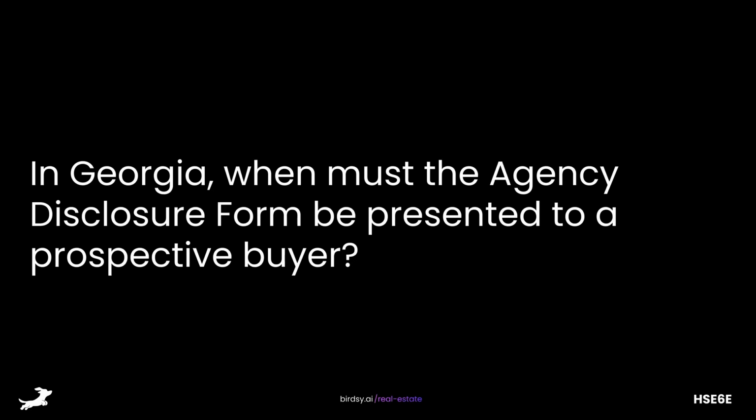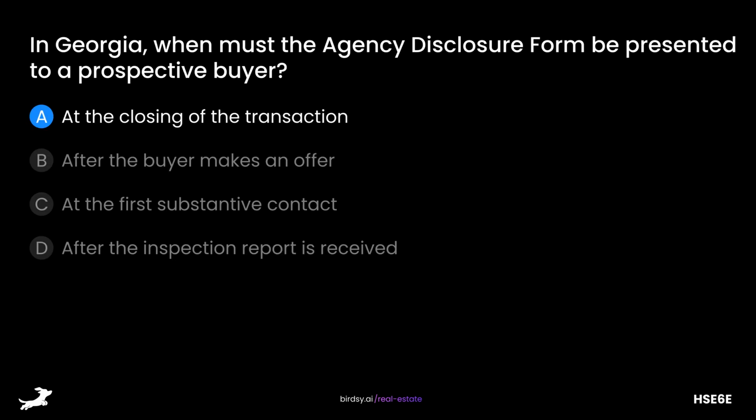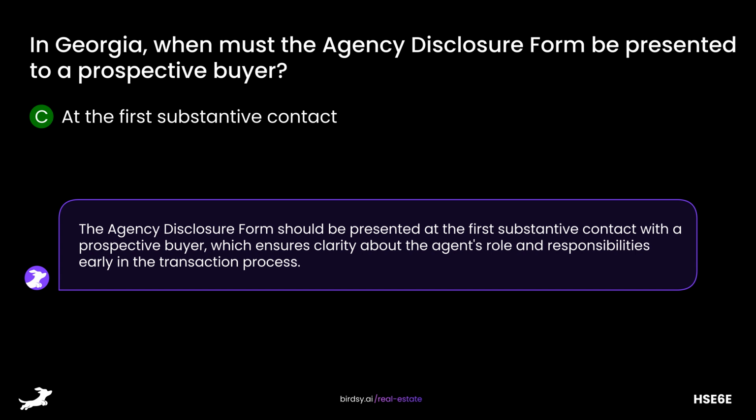In Georgia, when must the agency disclosure form be presented to a prospective buyer? Is it A, at the closing of the transaction, B, after the buyer makes an offer, C, at the first substantive contact, or D, after the inspection report is received? The answer is C, at the first substantive contact. The agency disclosure form should be presented at the first substantive contact with a prospective buyer, which ensures clarity about the agent's role and responsibilities early in the transaction process.